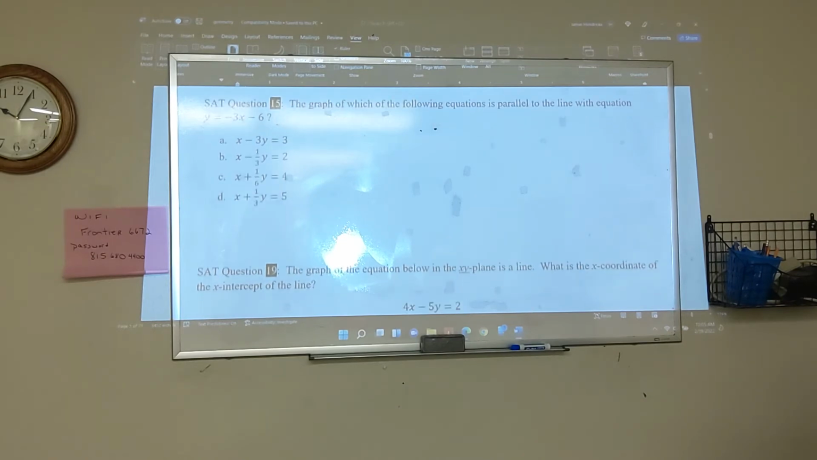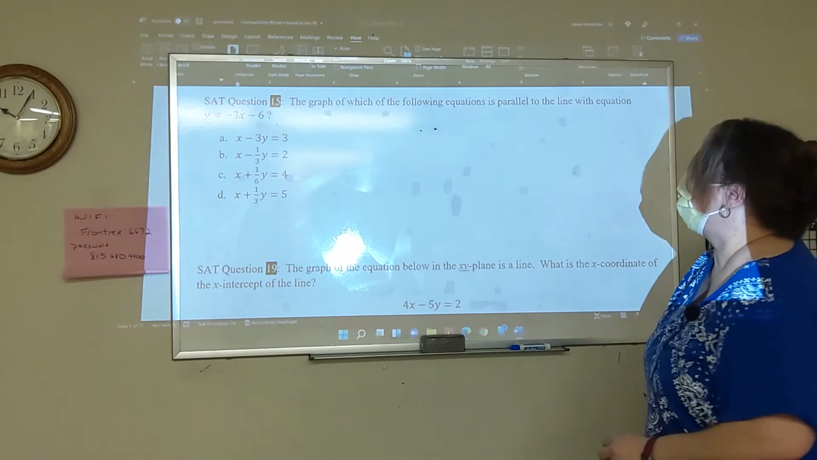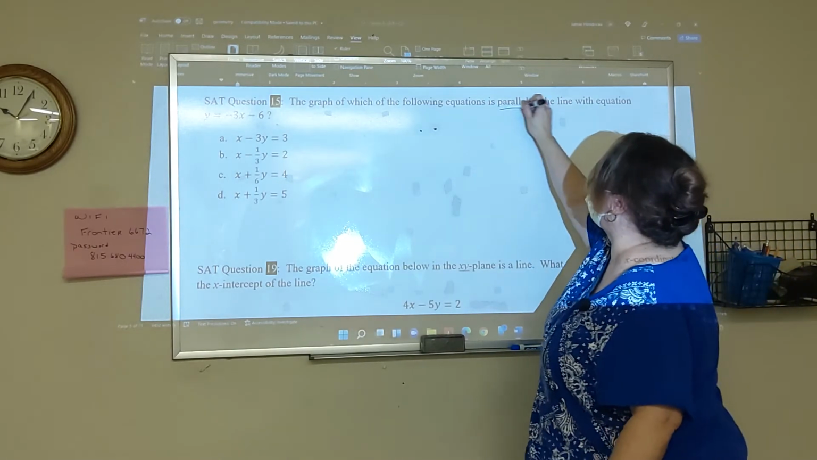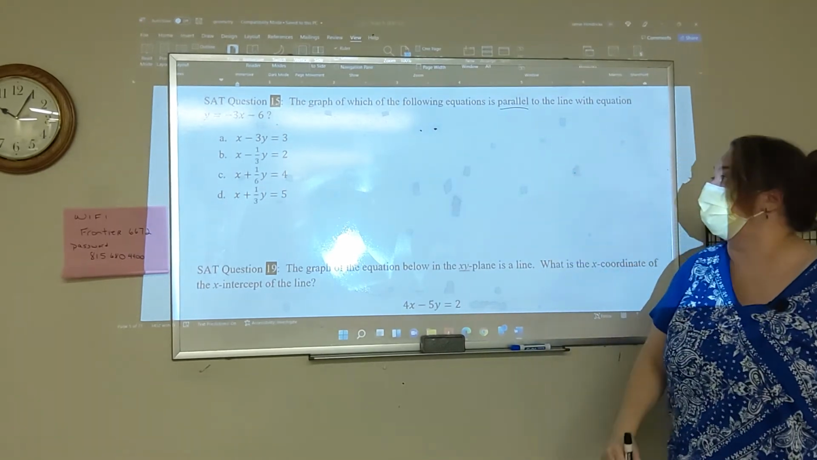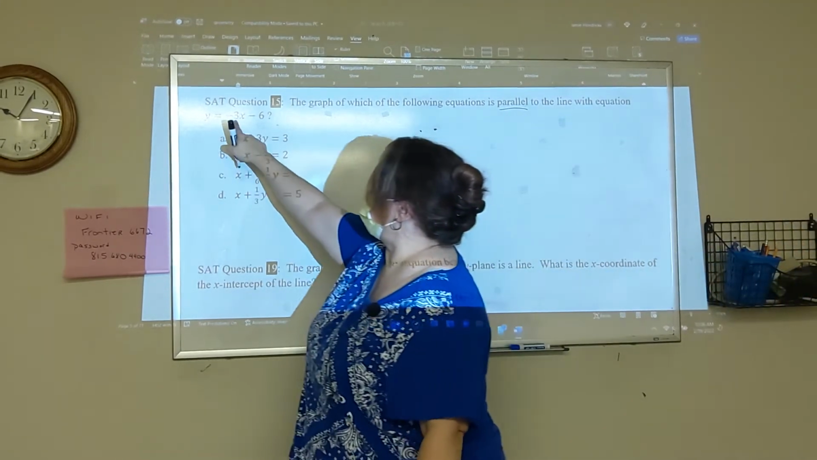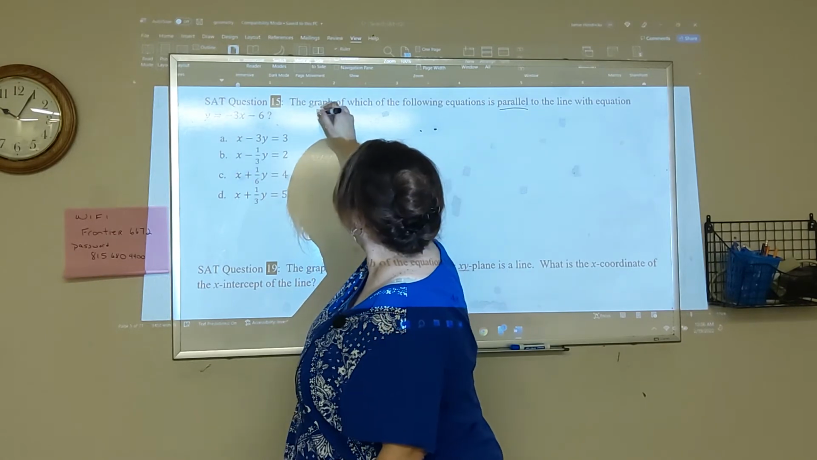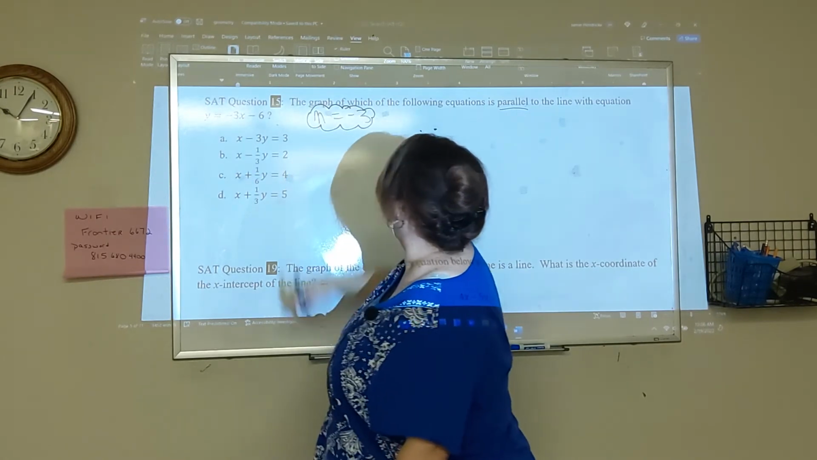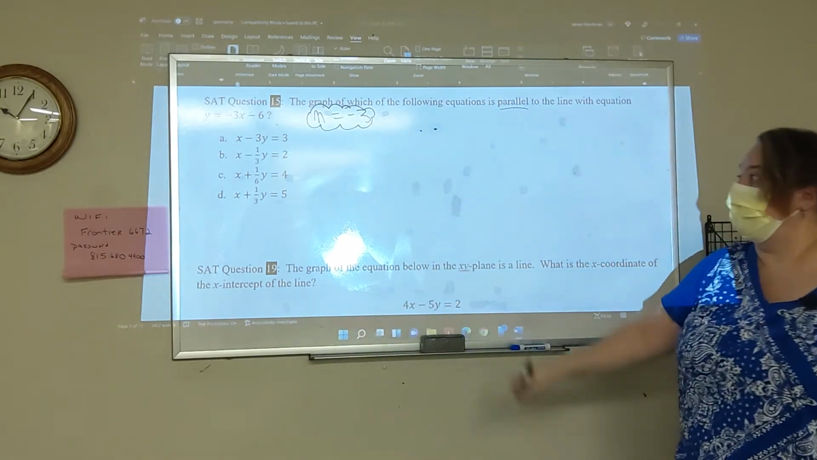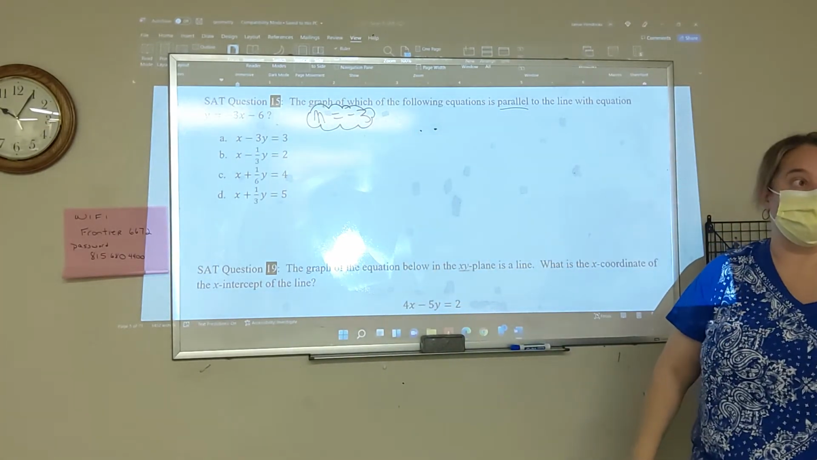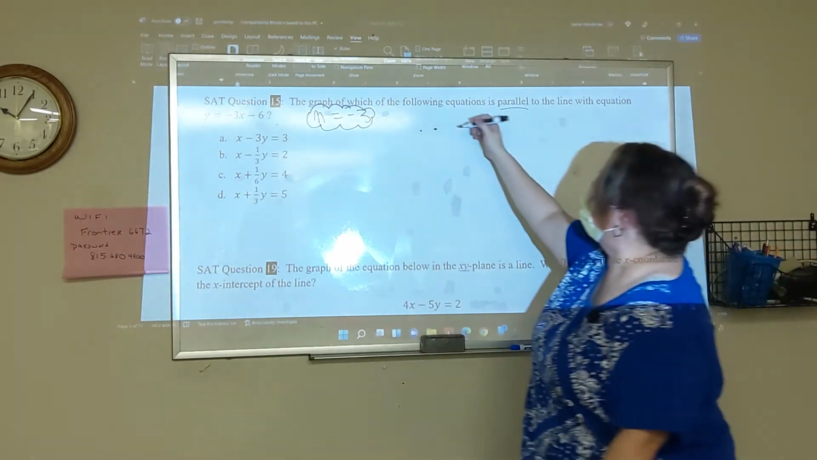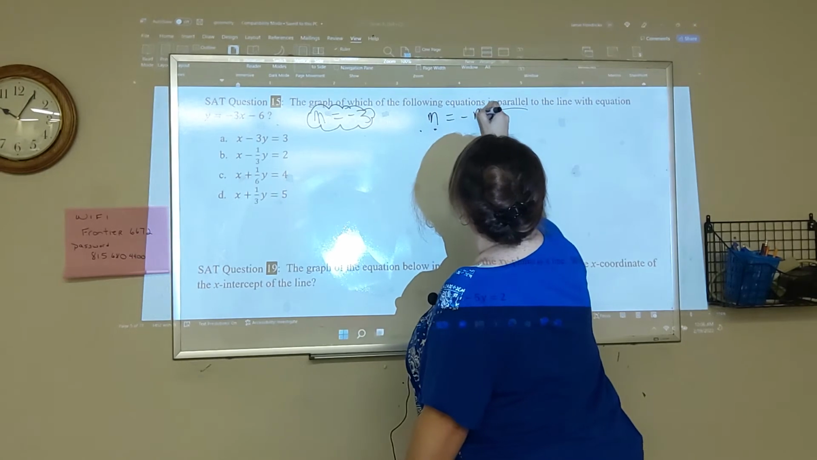All right, so let's look at how we use this. The graph of which of the following equations is parallel to the line with the equation given? I want parallel. Parallel means same slope. The slope of this line is right there. It's -3. So that's my goal. I'm shooting for -3. All of my answers are in standard form, and I don't want to transform each one into mx plus b. That's annoying. So I'm going to use my shortcut: m equals -a over b.